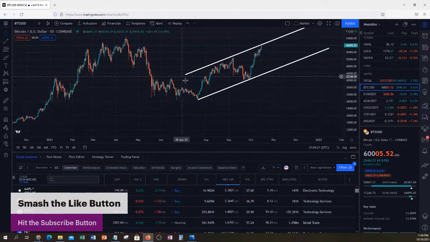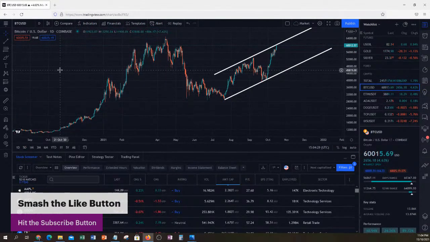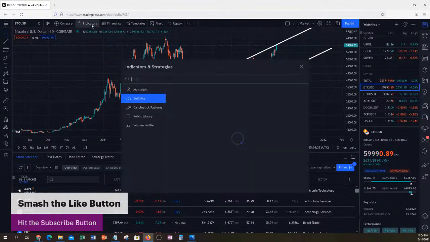So drawing the line, you get the channel, you know it's moving up. This will become the resistance point. This will become the support, right? The other thing you need to know is adding a few things. For one, let me just open up this indicator.